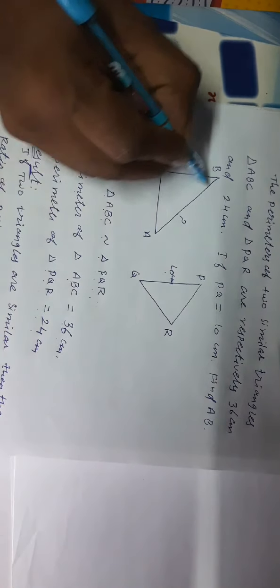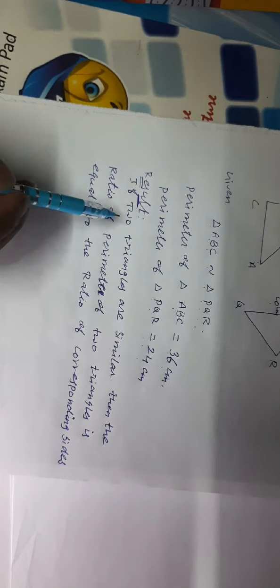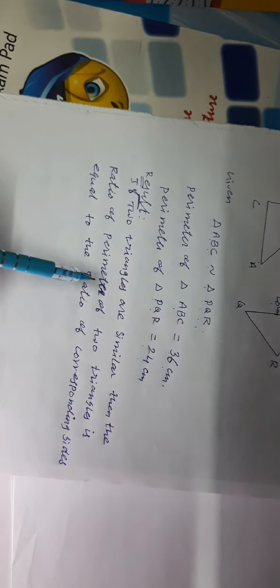So, given triangle ABC is similar to triangle PQR, the perimeter of ABC is equal to 36 and the perimeter of triangle PQR is equal to 24. You want to find this AB length. Here in the sums I can use the result. I already told you, in your book they have given some results, and I can use this result.